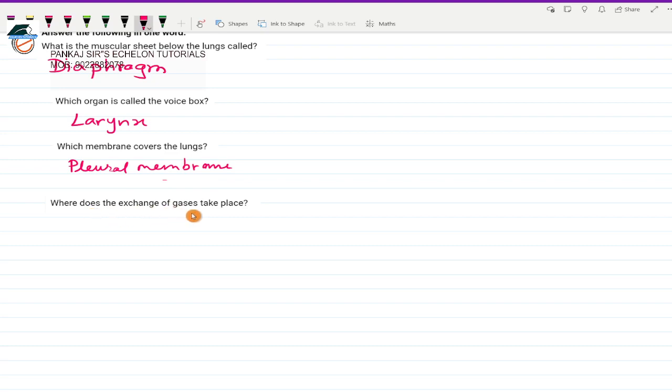Next question is, where does the exchange of gases take place? The oxygen rich air is taken in from the nostril, it passes through the nasal cavity, then to the trachea and to the lungs. The lower portion of the lungs is surrounded by n number of circular air sac structures known as alveoli. Alveoli are the place where the exchange of gases takes place. The spelling is ALVEOLI, so there should not be any mistake in the spelling. When I say alveoli, it is plural. Alveolus is singular. So this is the answer for this question.